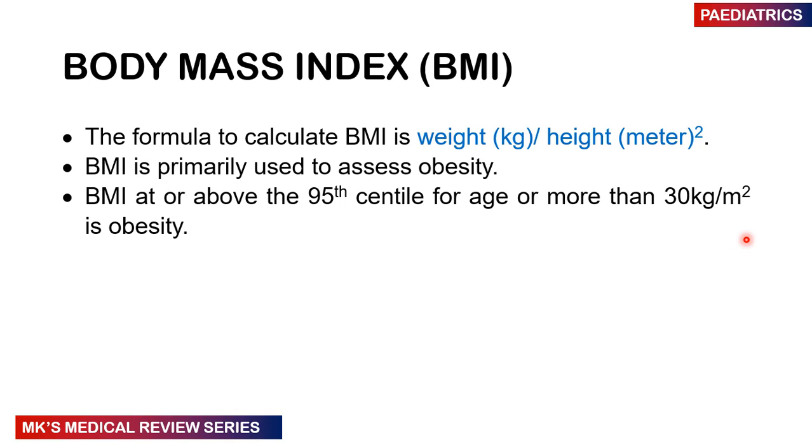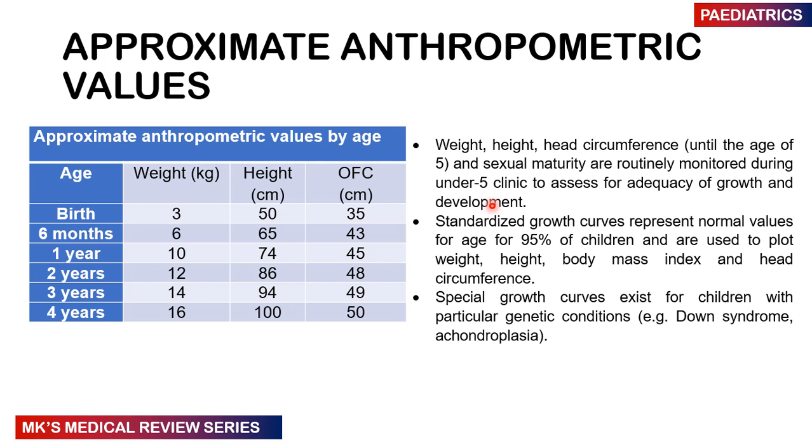What about body mass index? This is calculated using the weight of the child in kilograms divided by the height in meters squared. So you square the height in meters. The BMI is used to assess obesity, and a BMI that's at or even above the 95th percentile for age, or more than 30 kg per square meter, you consider this as obesity. So here are some of the approximate values.